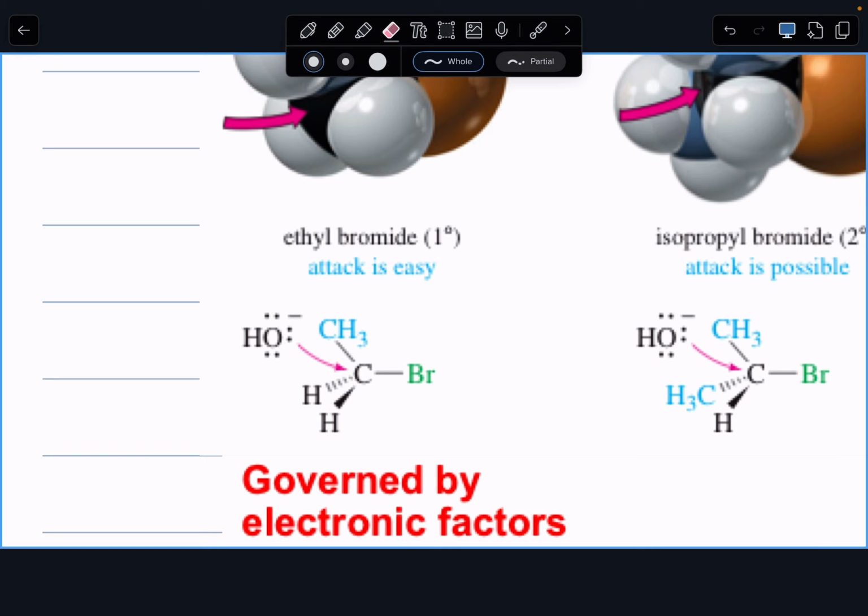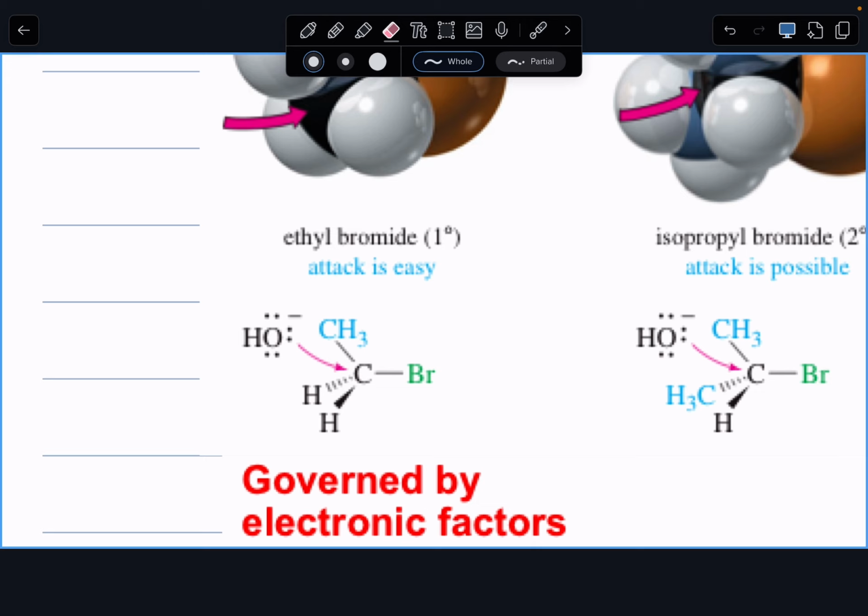Alternatively, in this case, if we're breaking the carbon-bromine bond, we'll be forming a methyl carbocation, which is highly unfavorable. And consequently, the transition state before that, for my SN1 substitution to take place, will be way higher in energy. Right? So at the end of the day, if we're looking at a methyl bromide, it must undergo the SN2 mechanism because, well, electronically, we're disfavoring SN1, and sterically we're favoring SN2.